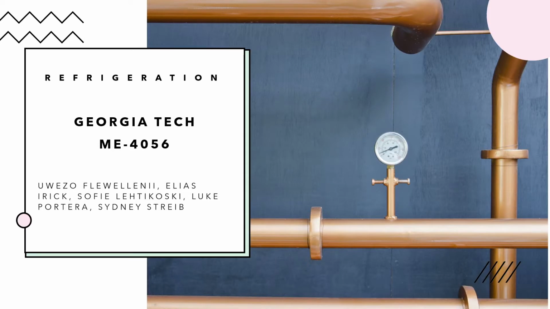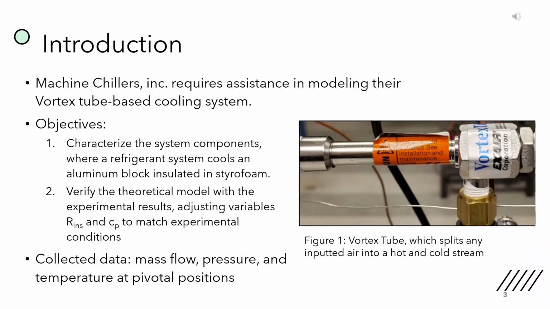Today, we will discuss the refrigeration lab for the Georgia Tech course ME 4056. Machine Chillers Incorporated requires assistance in modeling their vortex tube-based cooling system. The objective of this lab is to characterize the system components where a refrigerant system cools an aluminum block insulated in styrofoam. The team also will verify the theoretical model with the experimental results, adjusting variables to match experimental conditions.